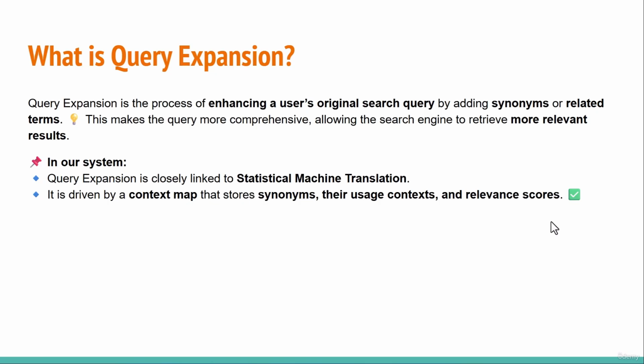This makes the query more comprehensive so that the query can be further clarified and the search engine can display more relevant search results. Within the system, query expansion is closely related to statistical machine translation. It is driven by the context map, which stores the synonyms, their usage context, and their relevant score.